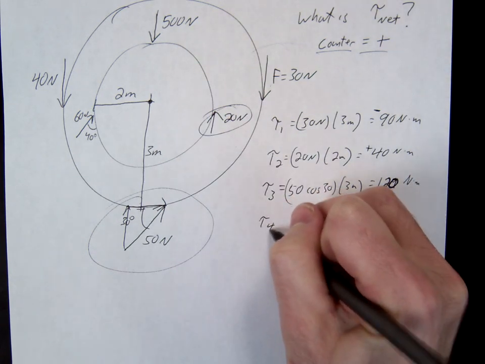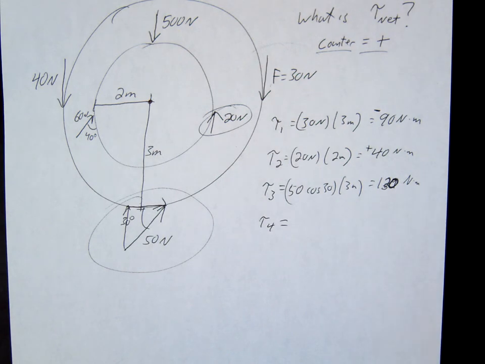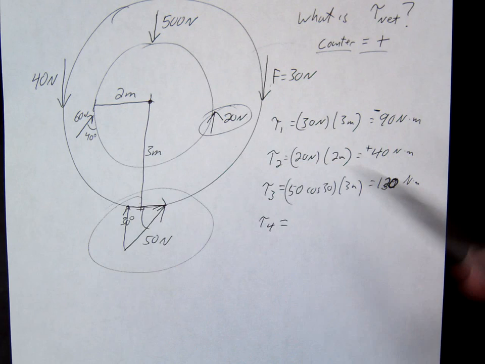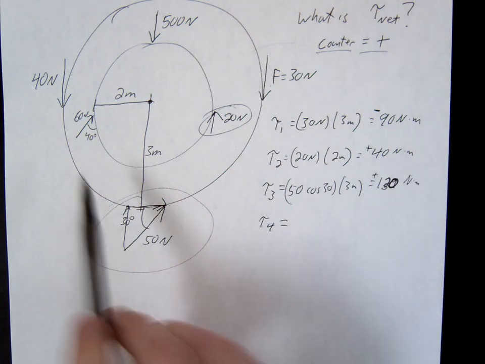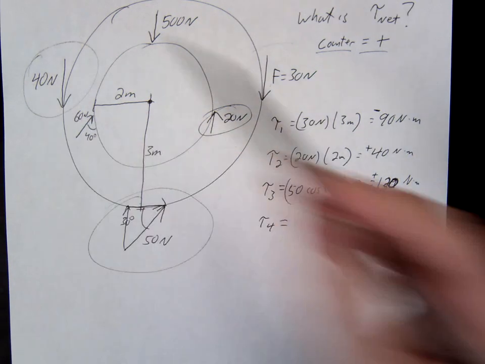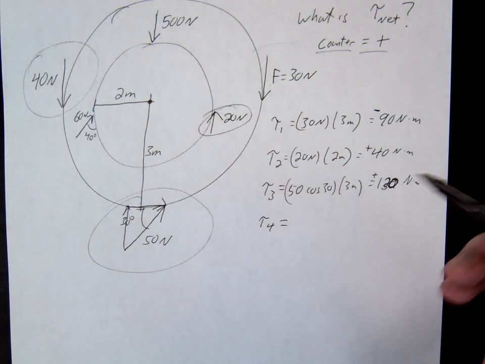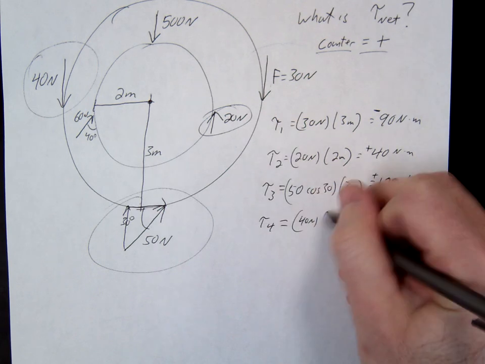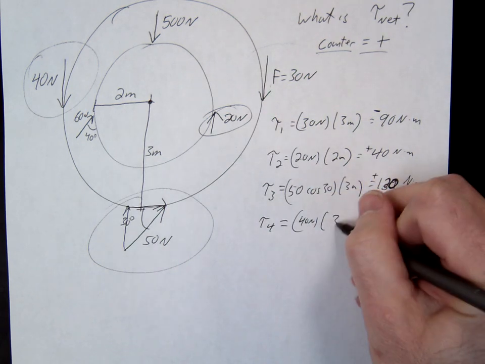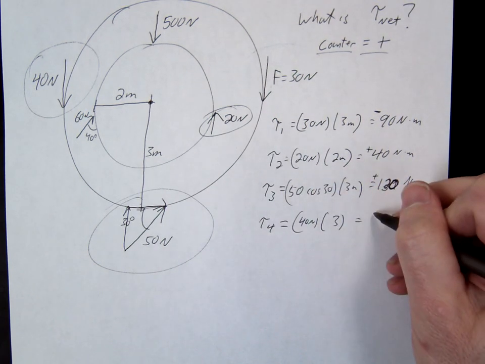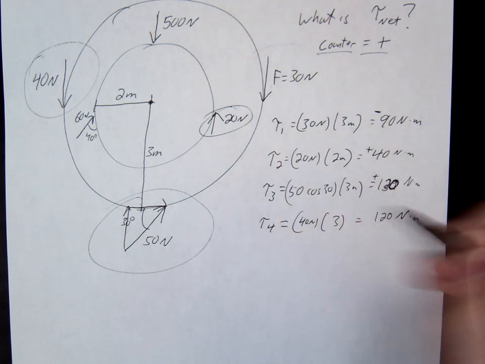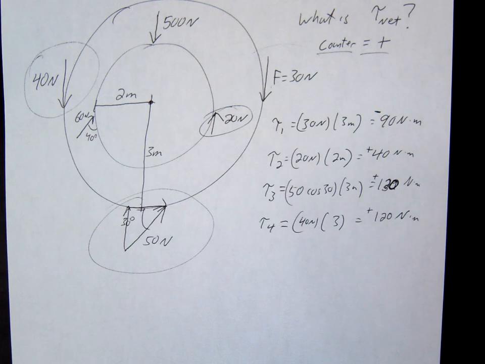Alright, torque 4. And we're going to look at direction. So this is counterclockwise. So we'll stick with the positive for counterclockwise. Okay, let's do this one over here. This is going to be counterclockwise again. So we're going to go 40 newtons times 3 gives us 120. And counterclockwise also, make that positive.